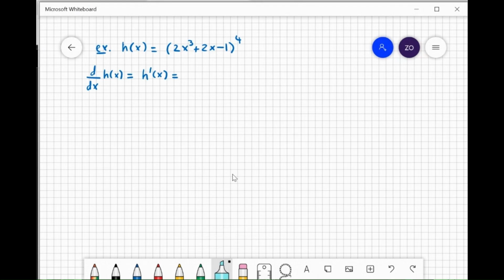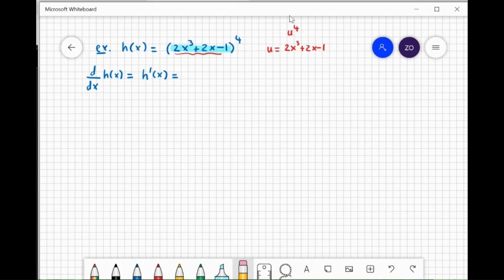Okay, so there are two functions here. One is 2x cubed plus 2x minus 1. So this whole polynomial is raised to the fourth power. Okay, if you call this expression u, then we also have u to the fourth, right? So here this expression is raised to the fourth power. So you can identify the two functions if you just give this one a name.